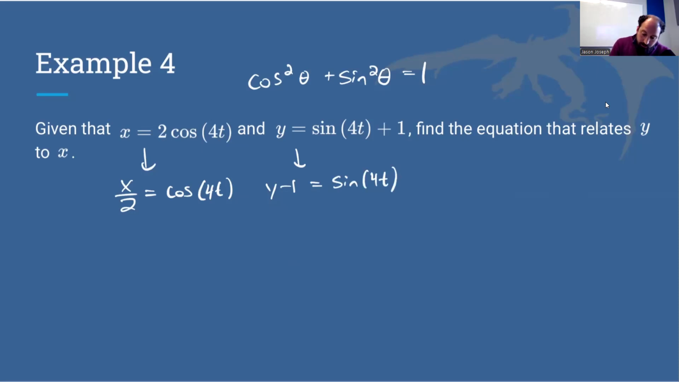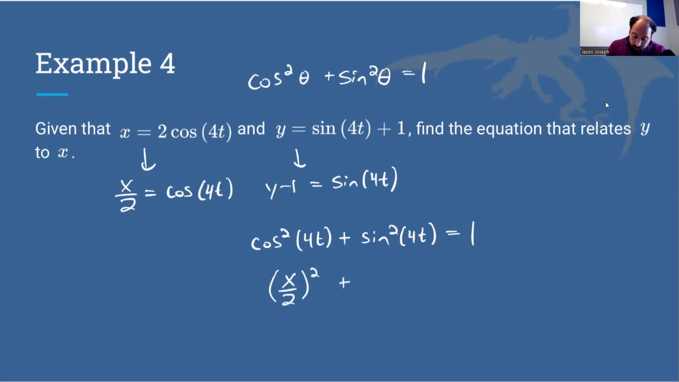And theta can be anything, right? As long as both the thetas are the same. So if I'm doing theta is 4t, this is a true equation, right? So cosine squared of 4t is x over 2 squared. And sine of 4t is y minus 1. Square that too. And this is it, actually, that we're done.